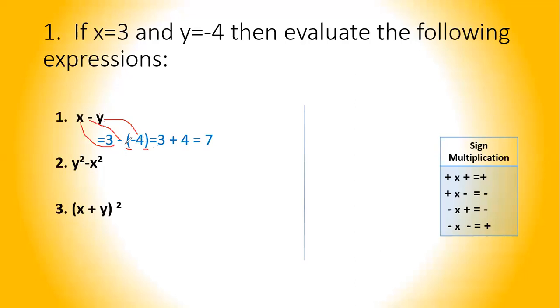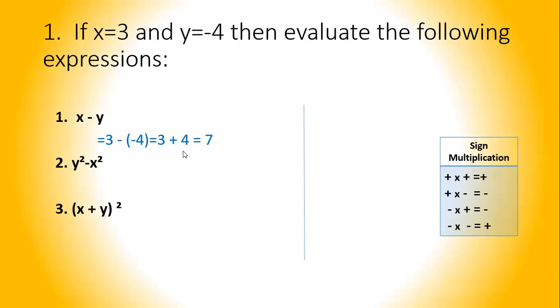Now, step number 2, what do you have to do? In step number 2, you have to remove the small bracket, and when you remove the small bracket, these signs are multiplying. So minus, minus gives the answer plus. So 3 plus 4 gives you the answer 7. Clear? Now, what about y square minus x square?